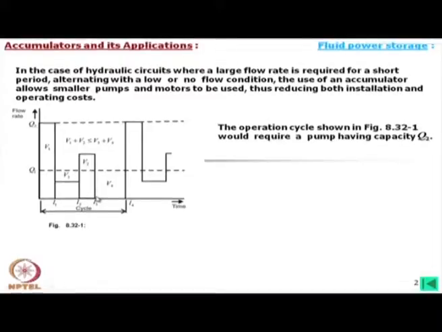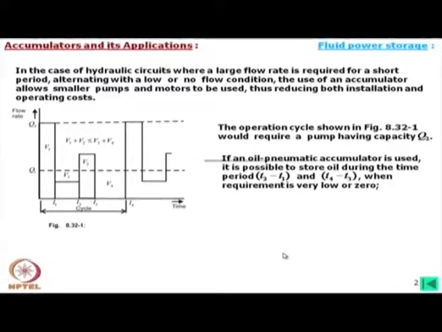Then what we can do? We can use a pump of this capacity and an accumulator. Obviously, these two periods should not be very long. Then the fluid which will be stored in the accumulator during this period and this period can be utilized to have V 1 and V 2. Okay.